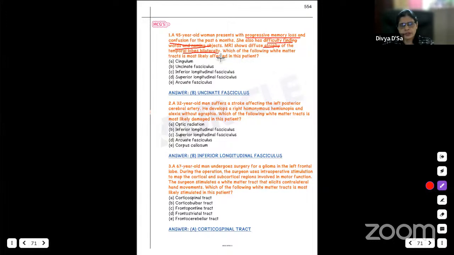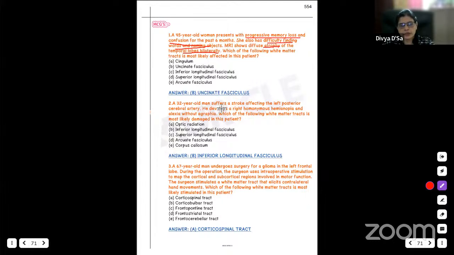The options are uncinate fibers, cingulum, inferior longitudinal fasciculus, and superior longitudinal and arcuate fibers. The arcuate, cingulum, inferior longitudinal, and superior longitudinal connect areas on the same hemisphere, and the arcuate fasciculus connects adjacent gyri, whereas the uncinate fibers connect the two sides. So here the answer is uncinate fasciculus.